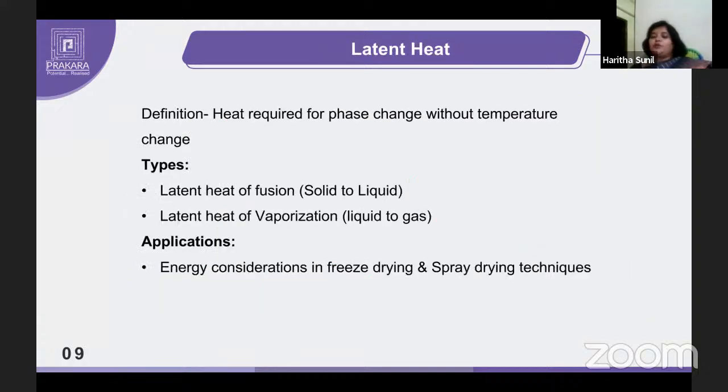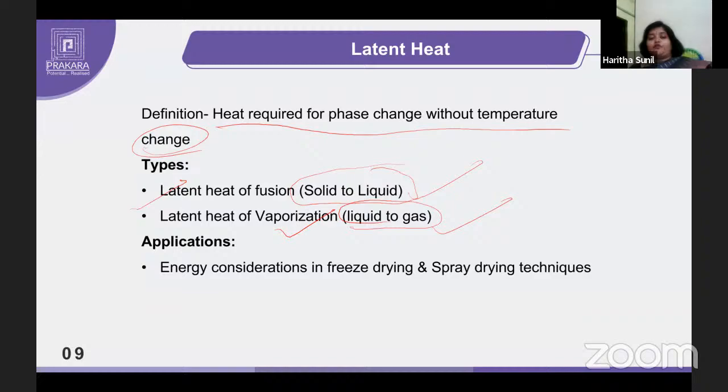The next one we have is latent heat. The heat required for a phase change without a temperature change is called latent heat, right? It occurs because the energy is used to overcome the molecular forces rather than increasing the kinetic energy. We have two types of latent heat here: latent heat of fusion and latent heat of vaporization. If a solid is being converted to liquid, it has a latent heat of fusion, and if a liquid is being converted to gas, it has a latent heat of vaporization.